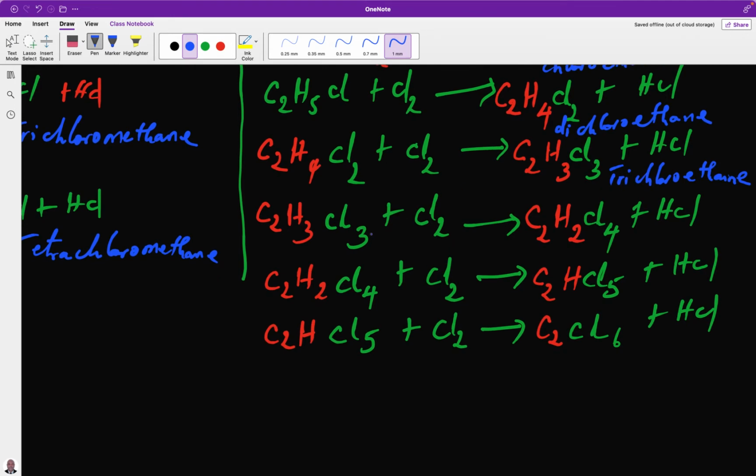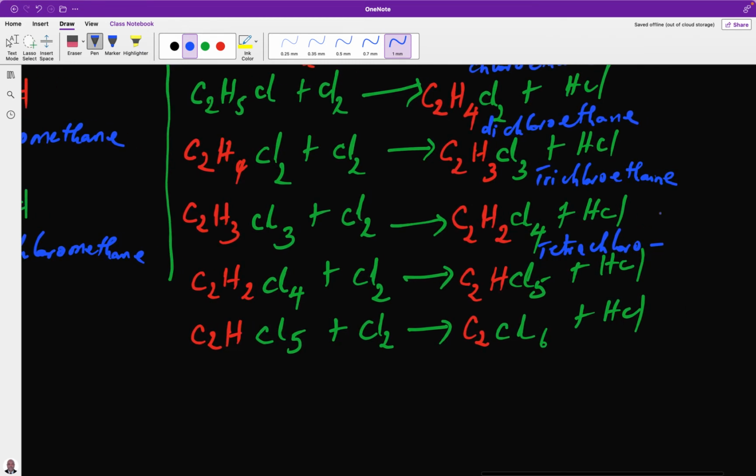Now, it goes again. Trichloroethane reacts with a chlorine molecule. Now, what happens? The same substitution continues to form what? To form C2H2Cl4 plus hydrogen chloride. In that case, how many chlorine atoms are here? There are 4. We now say it is tetrachloroethane.